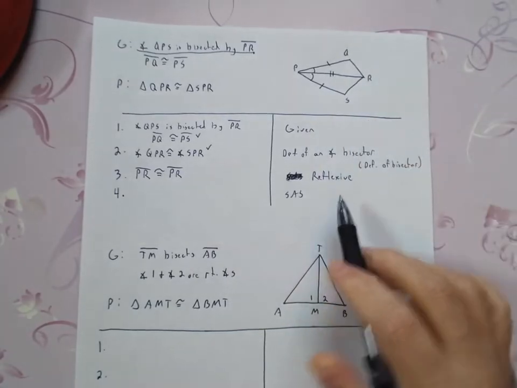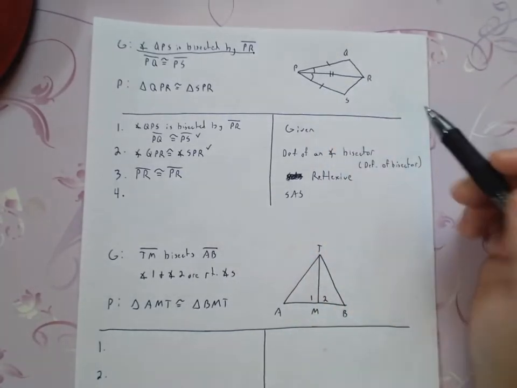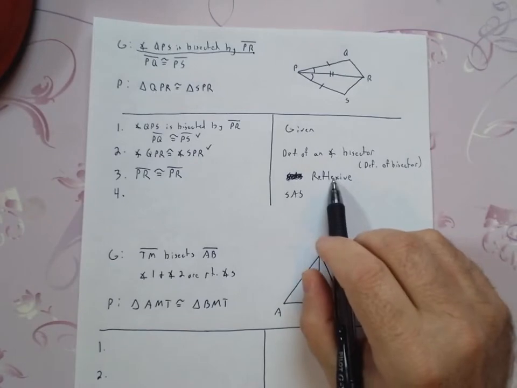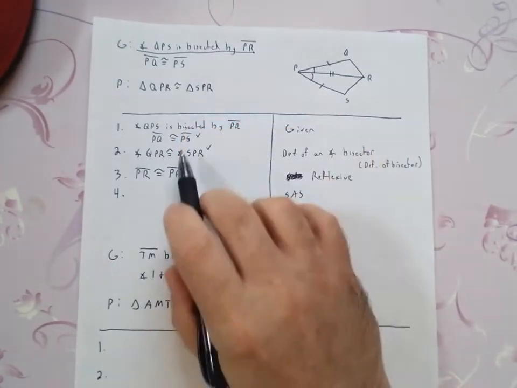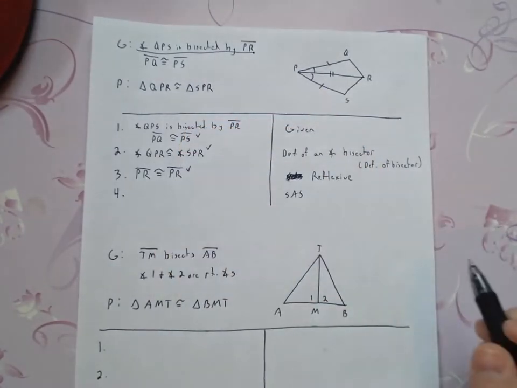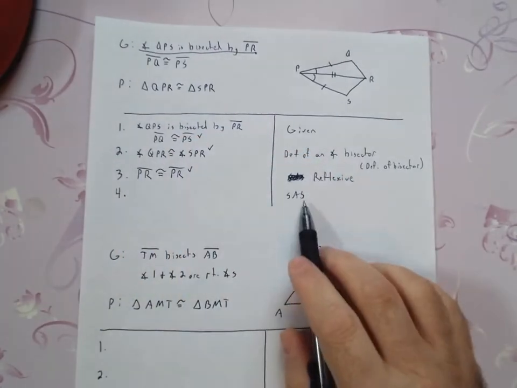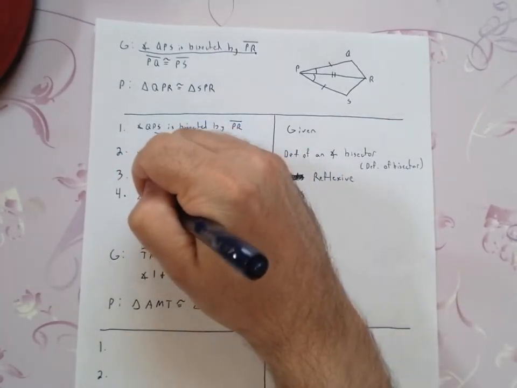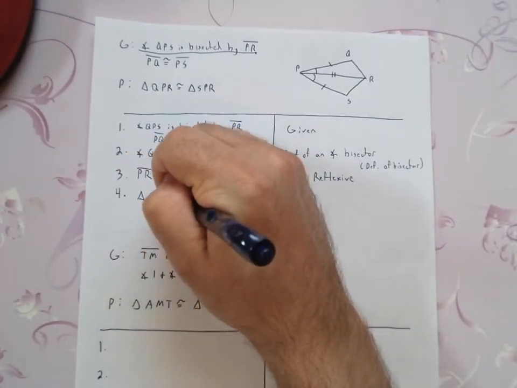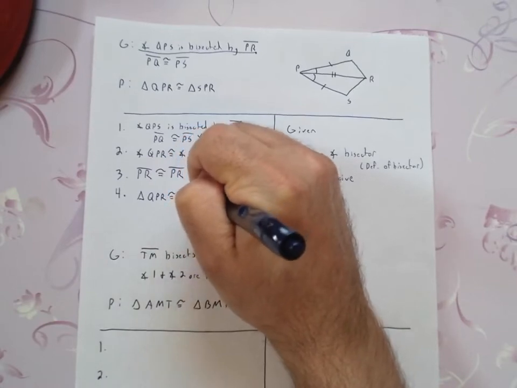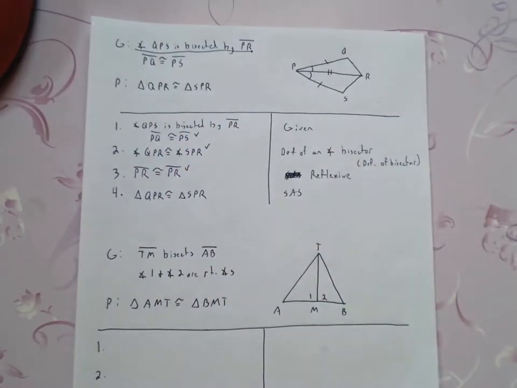That's right. They love to use reflexive in these pictures and things like that. So keep an eye out for that reflexive guy. And so now if you look at this, we've got our side, we got our angle, we got our side. So our triangles have to be congruent because of side, angle, side. Triangle QPR congruent to triangle SPR. And there it is. It's good to go.